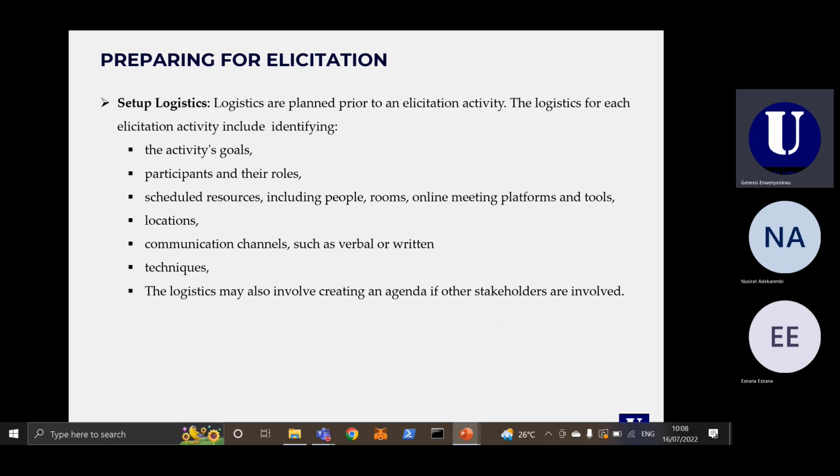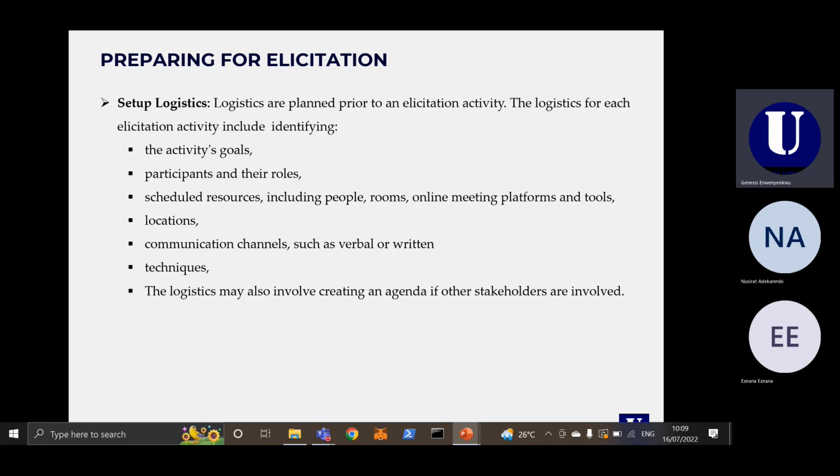You also need to understand logistics in terms of location. Where will the elicitation occur? Through what channels are you going to maintain communication? Should it be verbal or should it be written? What techniques are we going to use? Logistics may also involve you creating an agenda for the stakeholders.